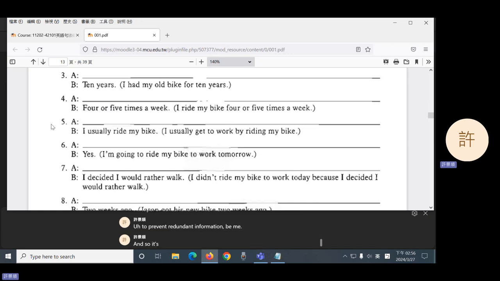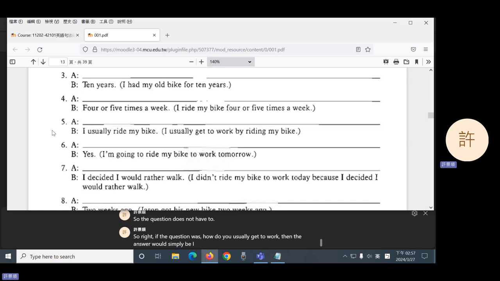Number 5. This is saying a way, right? Get to work by doing this. This is a way to do something. So it's, how do you usually get to work? Or you can say, how do you get to work? Because the answer uses the word usually, so the question does not have to. So if the question was, how do you usually get to work? Then the answer would simply be, I ride my bike. The answer would not repeat the word usually.